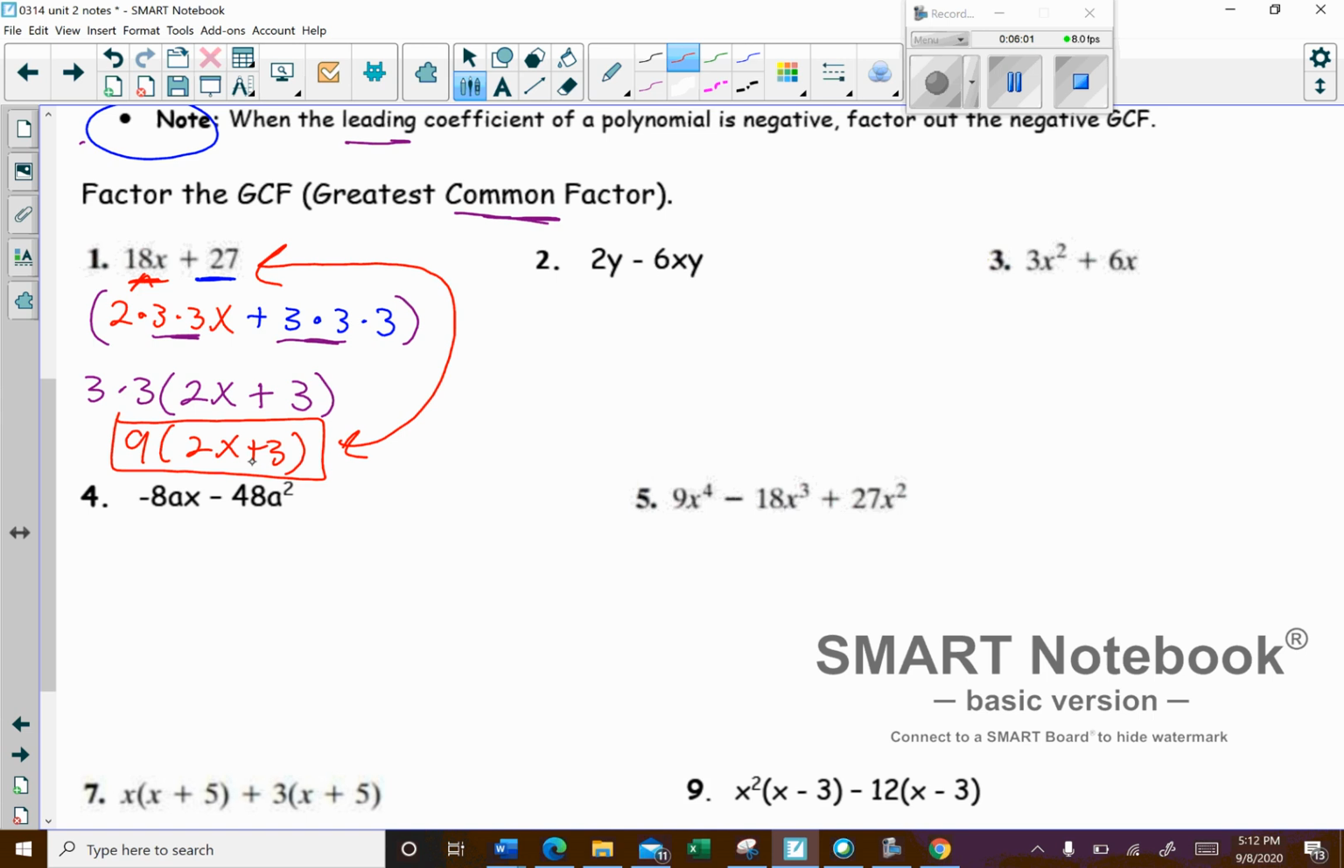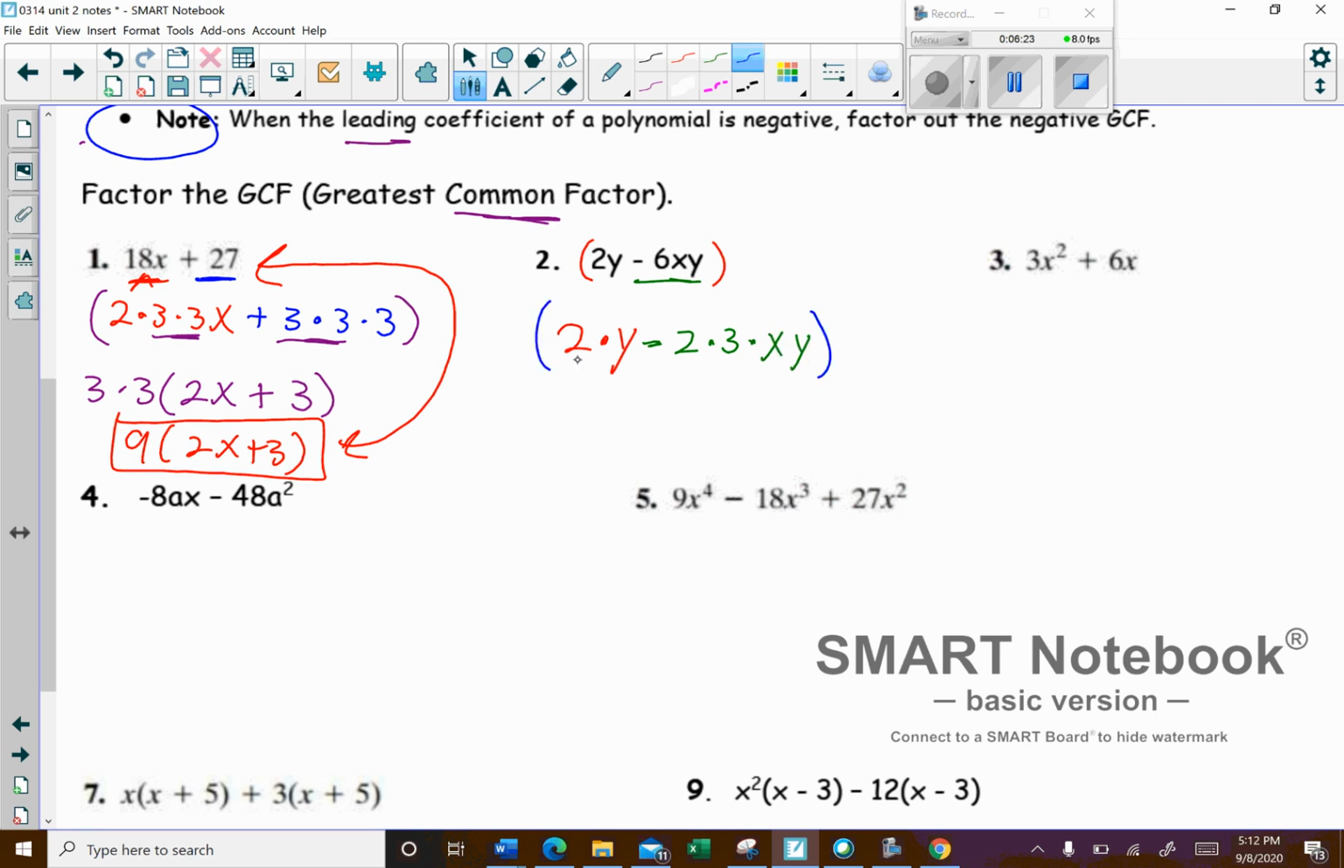So on this next one, I'm still going to take a pretty detailed approach. On the first term right here, it's just 2 times y. I can't break up the 2. And then we've got a minus 6xy. So the 6, I can break up into a 2 times 3. And then I have an x and I have a y, right?